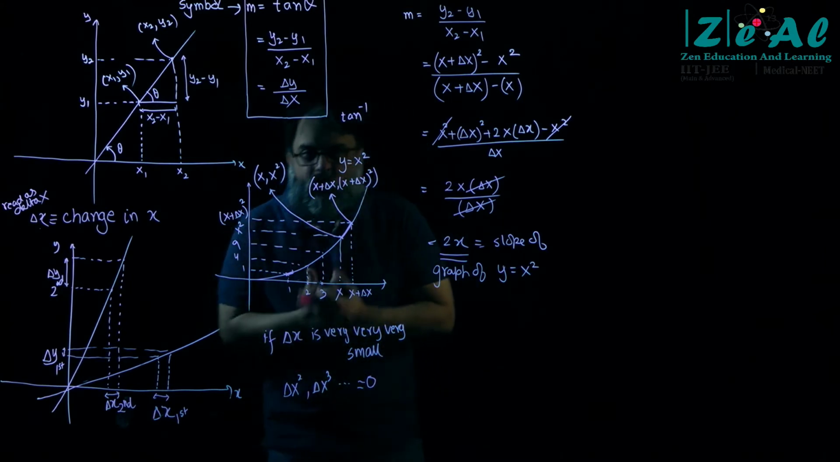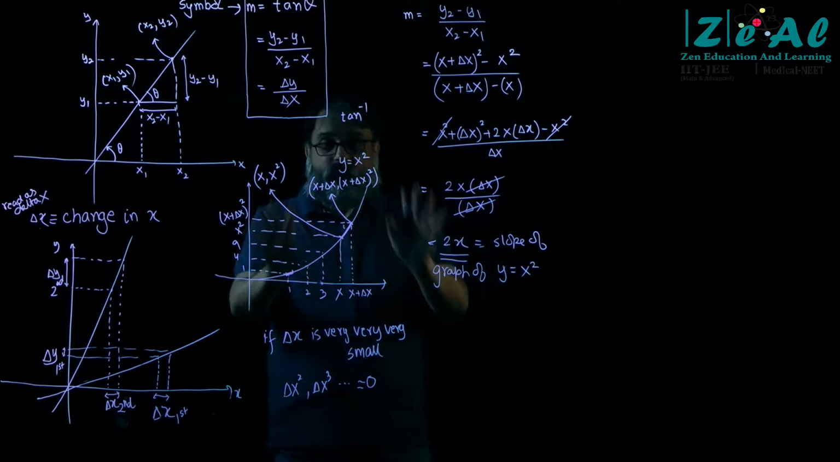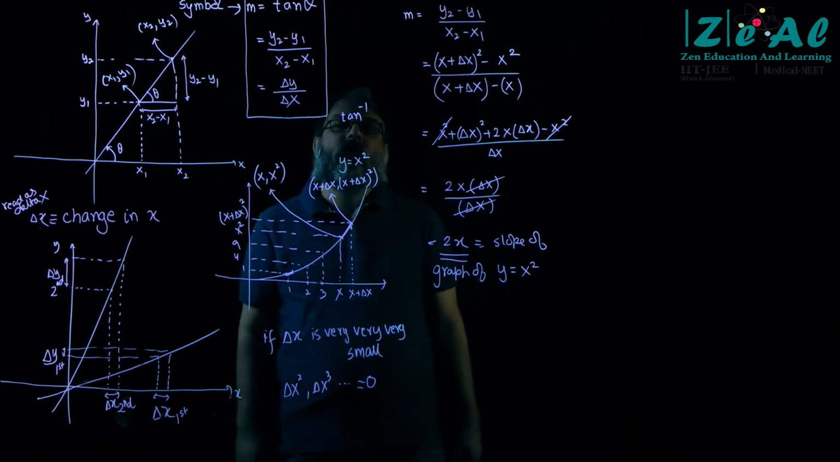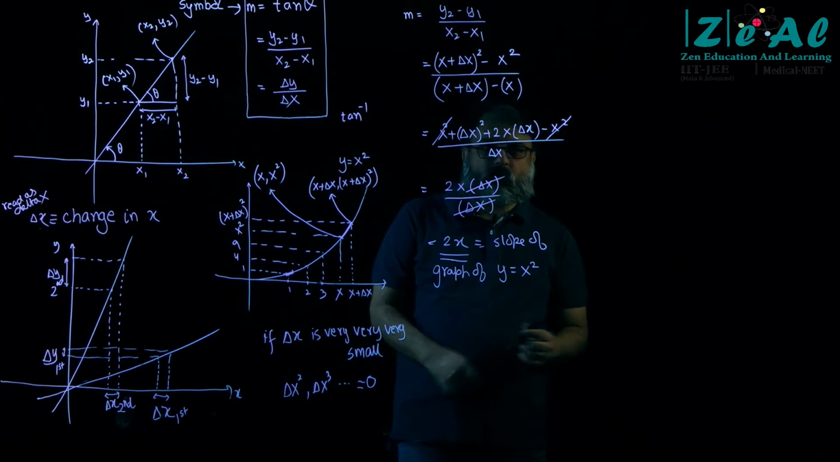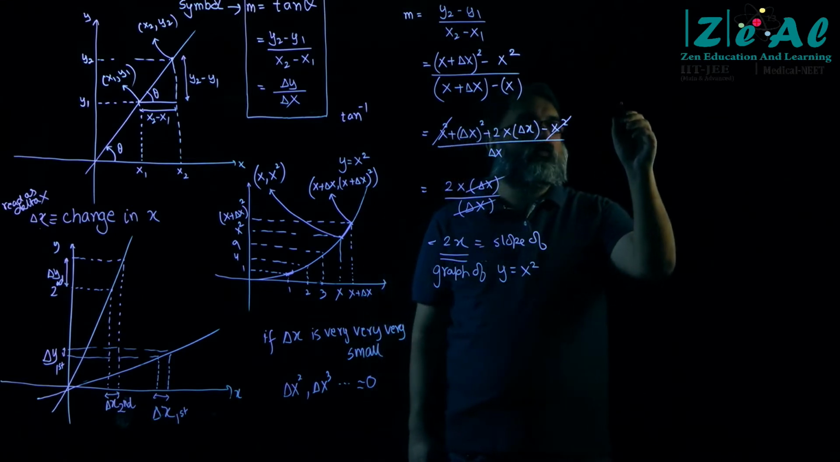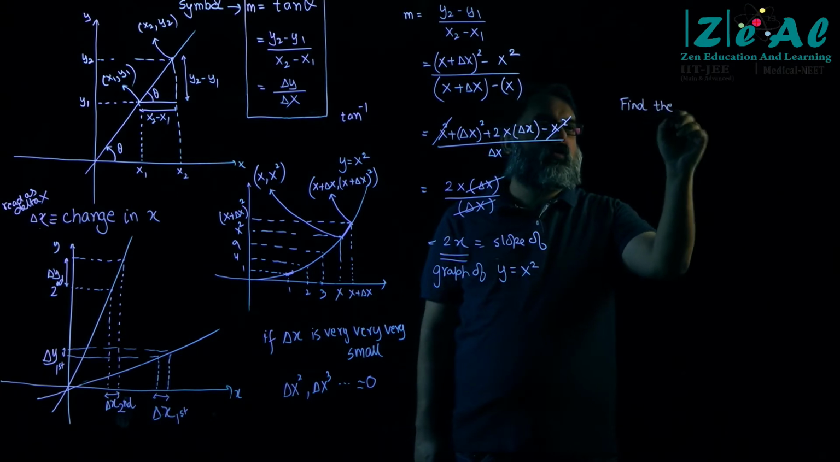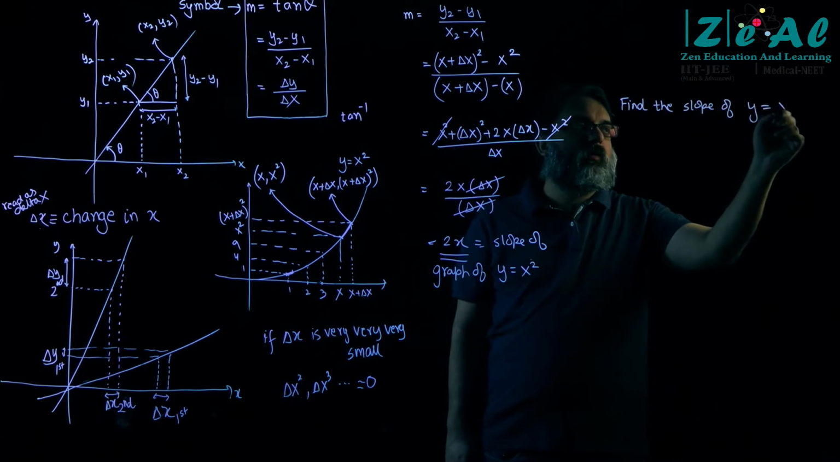Okay. Now what I want you to do, and I will give you lots of time to do it, so you have to do it very slowly and thoroughly, is that I want you to find the slope of y is equal to x cube.